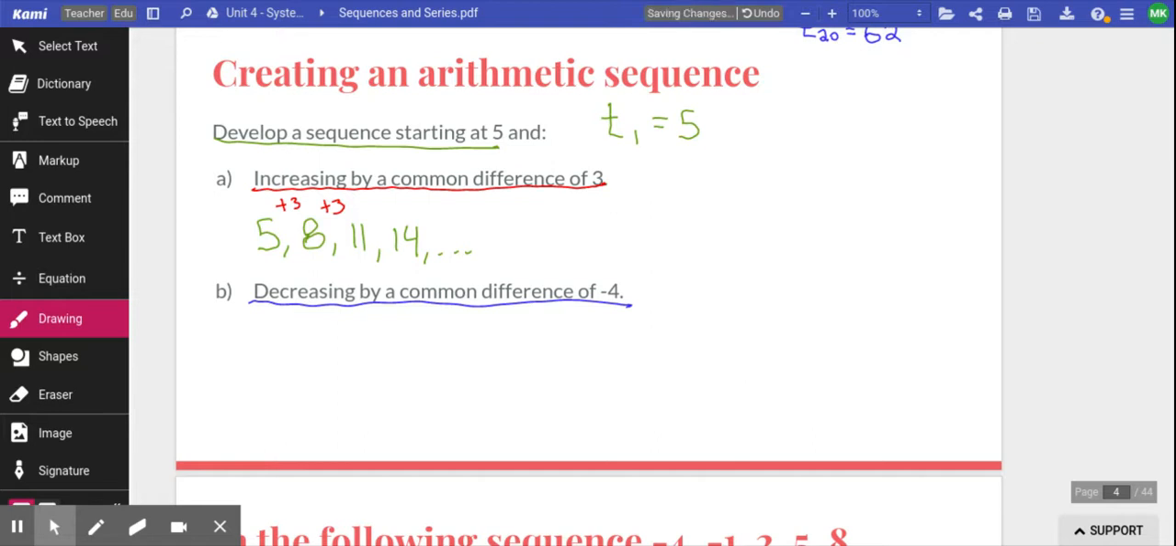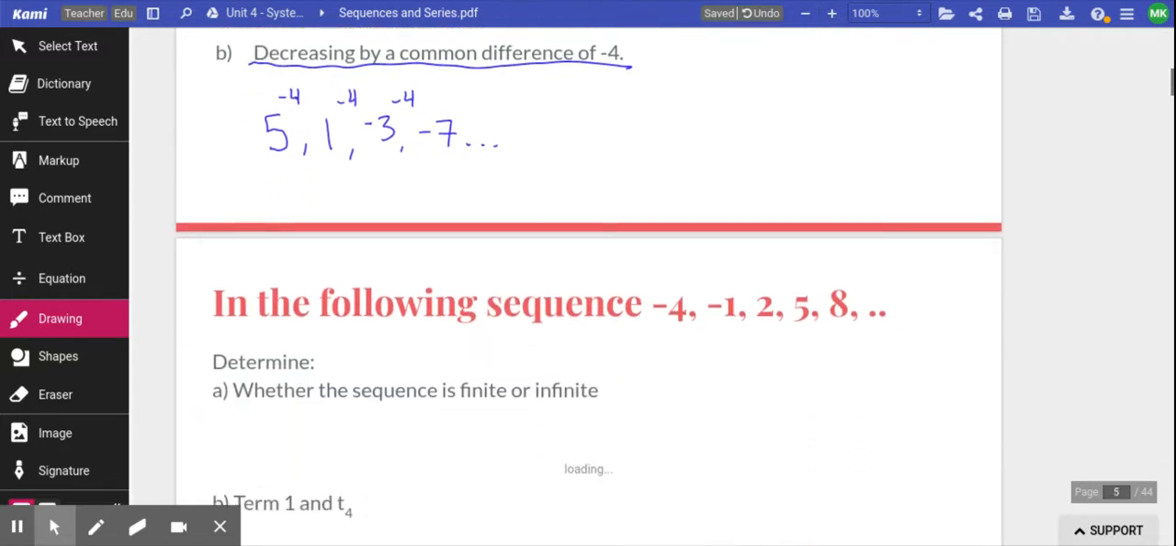So we could do this again, except now we're going to decrease by a common difference of -4. So that means we have 5 as our starting number. We're now going to subtract 4 to get the next number, which would be 1. Then we're going to subtract 4 again to get -3. Subtract 4 again to get -7, and so on and so forth. Awesome.